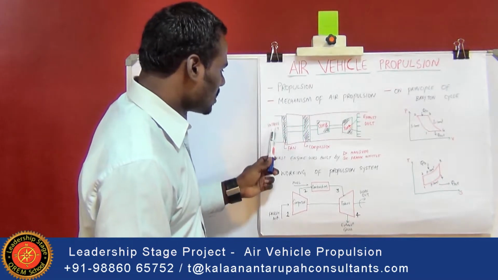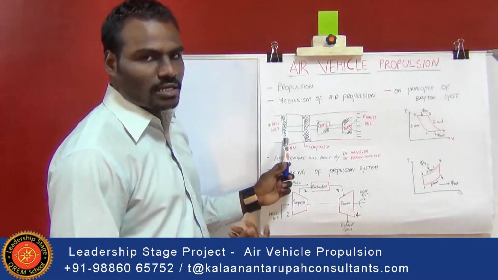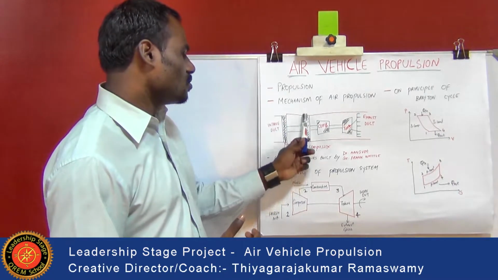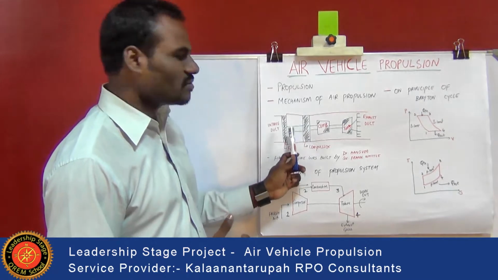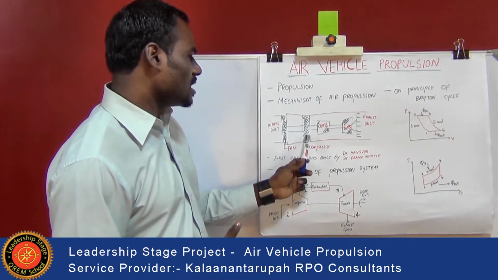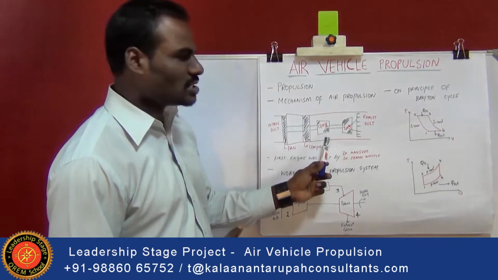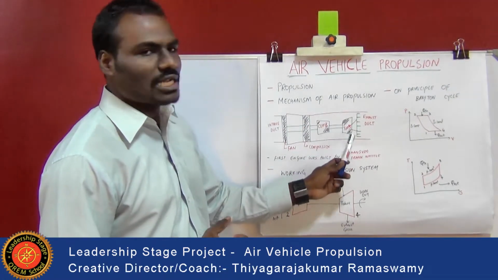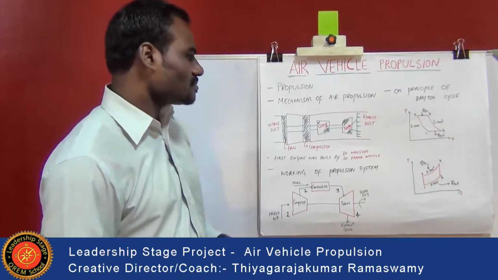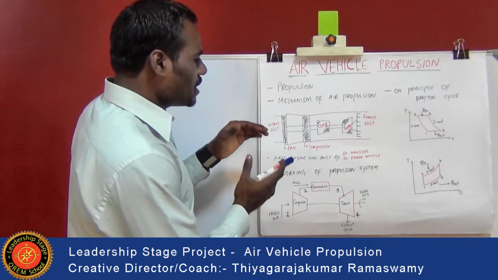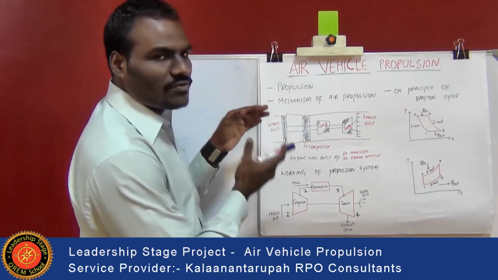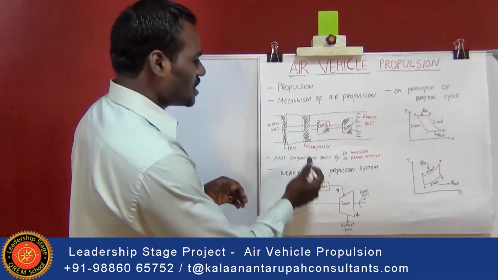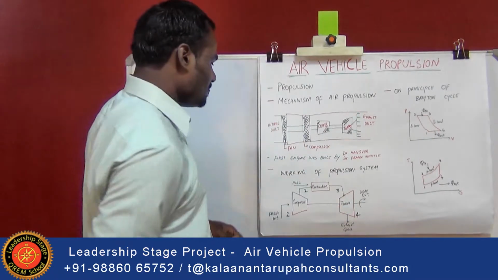The first one is the inlet duct, where the fan or the propeller is situated, which is connected through a shaft to a compressor. After the compressor it is connected to the combustion chamber, after the combustion chamber to the turbine, and from the turbine to the nozzle. Here we are going to discuss the design as well as the functions of each of these components in the propulsion system.